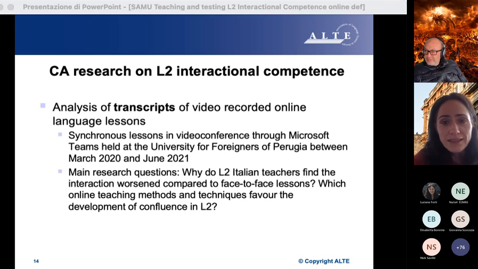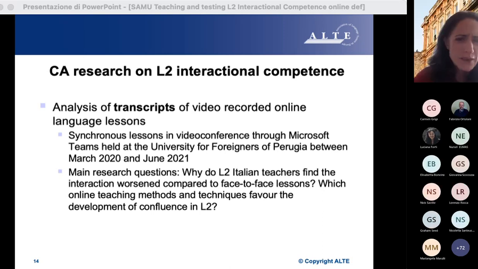So we started our research with two main questions. Why do Italian teachers find the interaction worsened compared to face-to-face lessons? And which online teaching methods and techniques favor the development of interactive competence and confluence in L2 Italian?